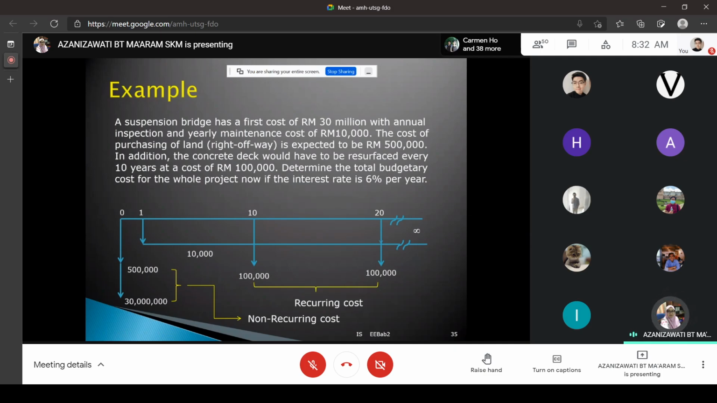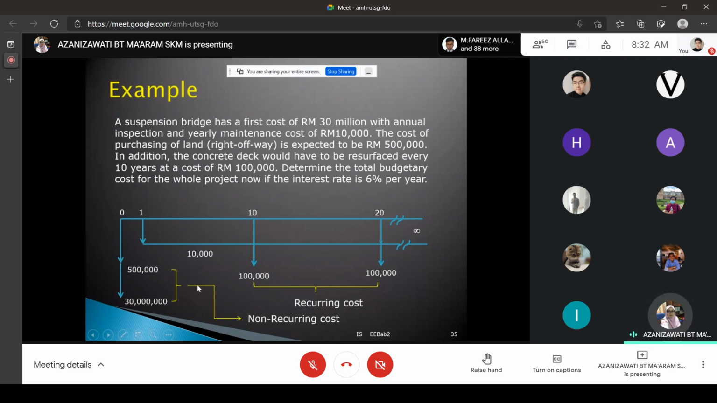In addition, the concrete deck would have to be resurfaced every 10 years. So every 10 years, we will resurface the concrete deck with 100,000. That means in year 10, 100,000; year 20, after another 10 years, 100,000; year 30, 100,000; year 40, 100,000. Determine the total budgetary cost for the whole project if the interest rate is 6% per year.